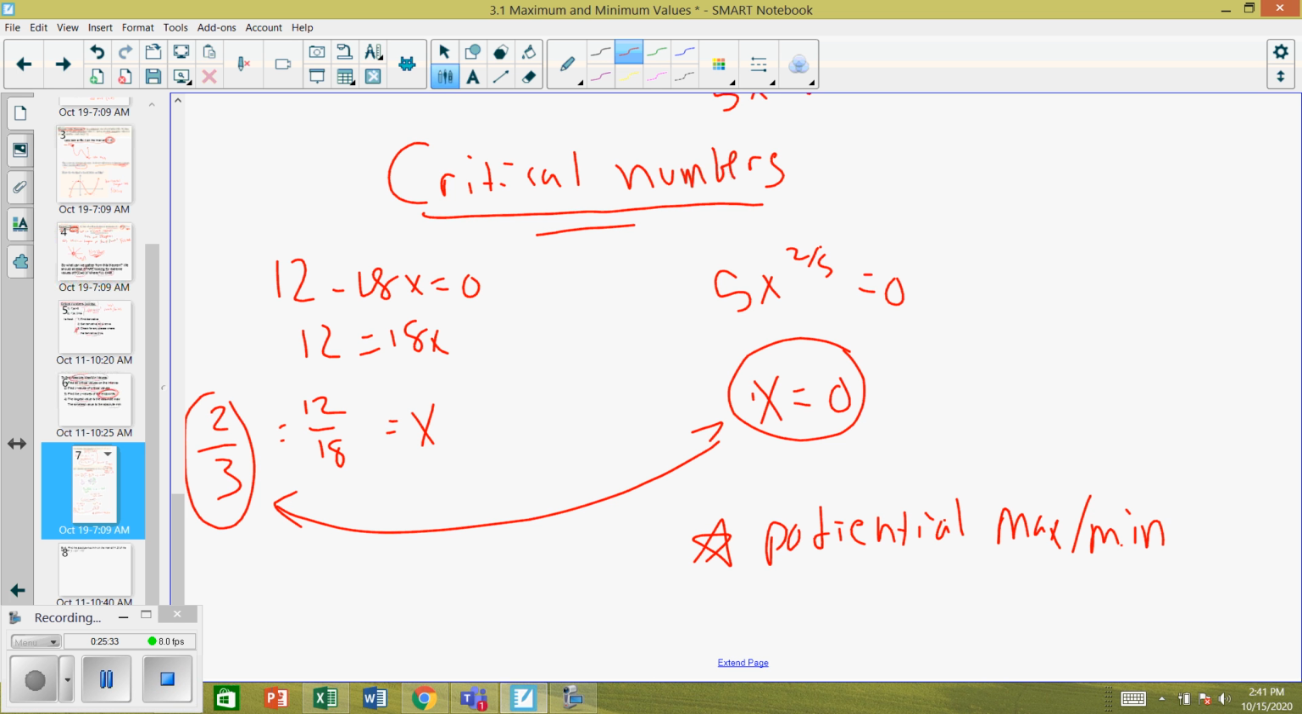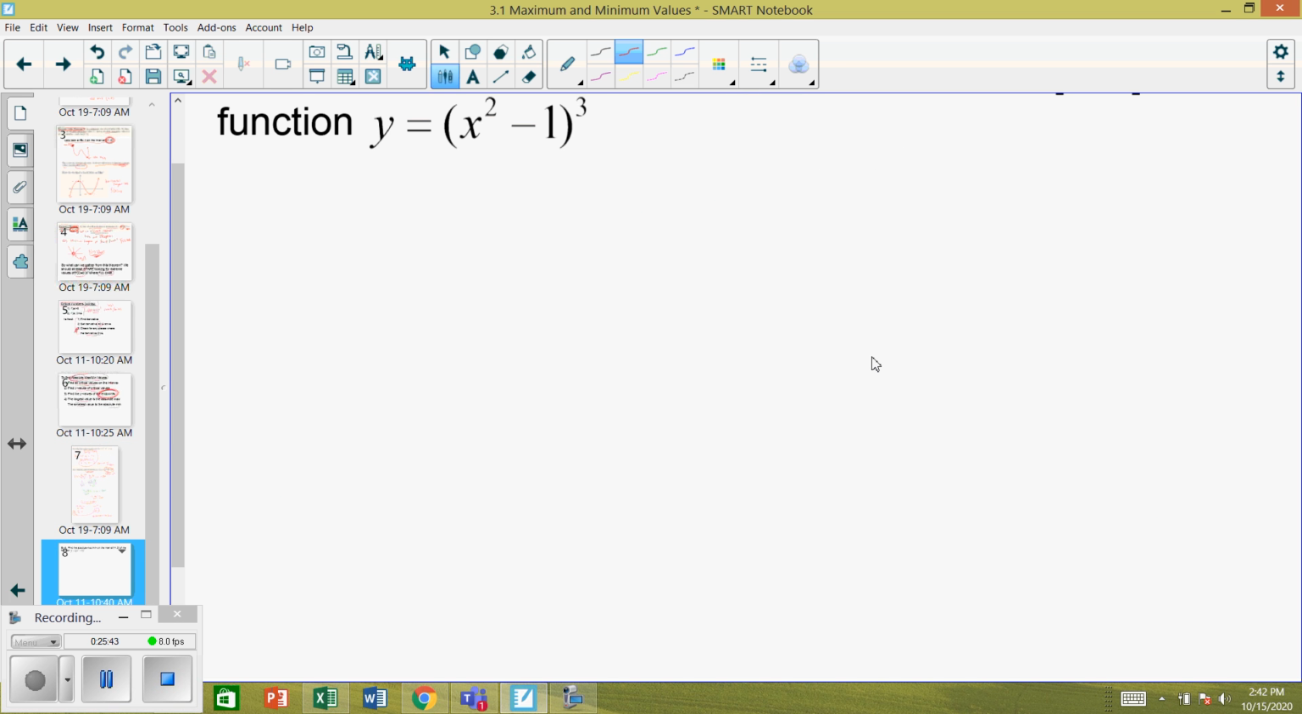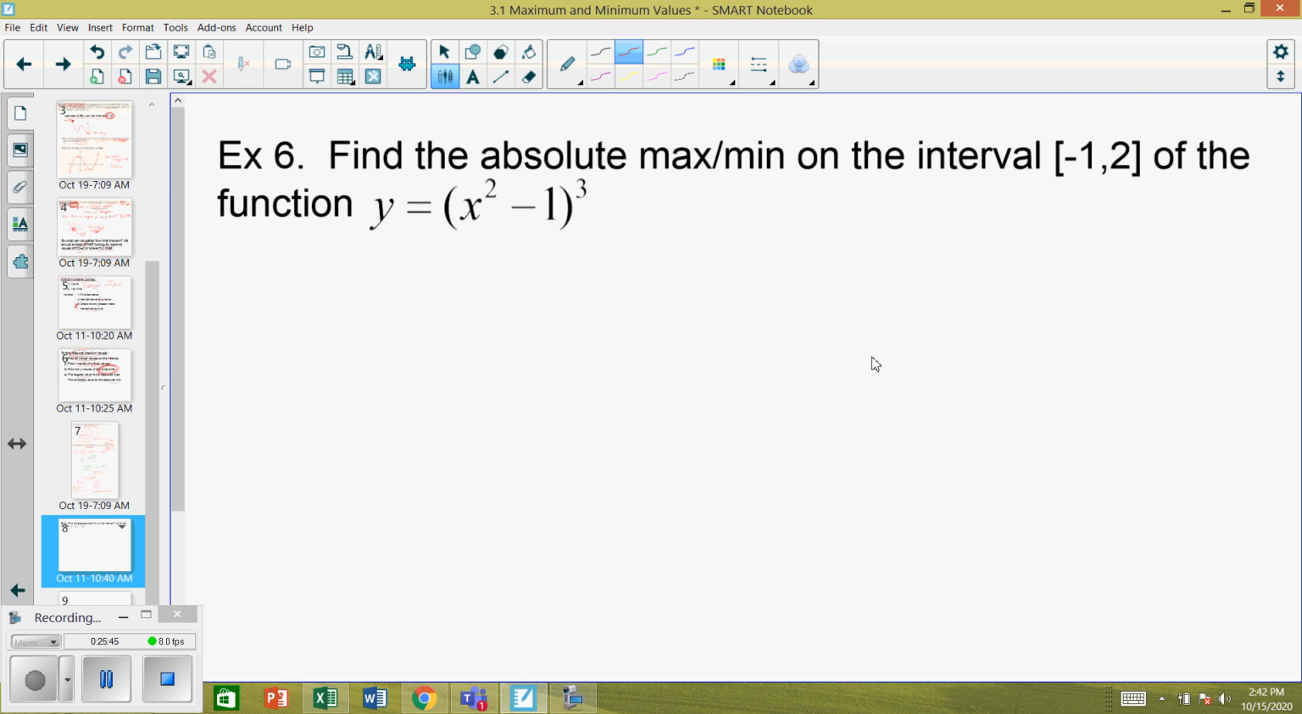Okay. Now, we practice finding the critical numbers. I actually want to do an example where we find the absolute maxes and mins, or relative maxes and relative mins. So we'll end with this example here. It says find the absolute max and min on the interval -1 to 2. So we have a closed interval here, and it's of this function here. Without a graphing calculator, we can figure this out.